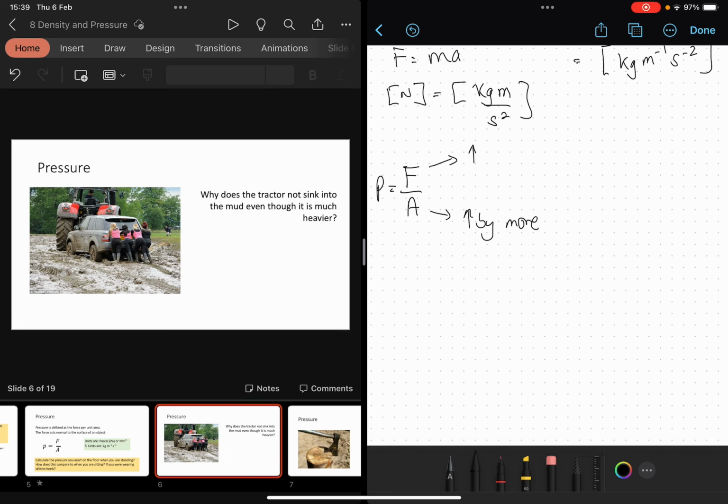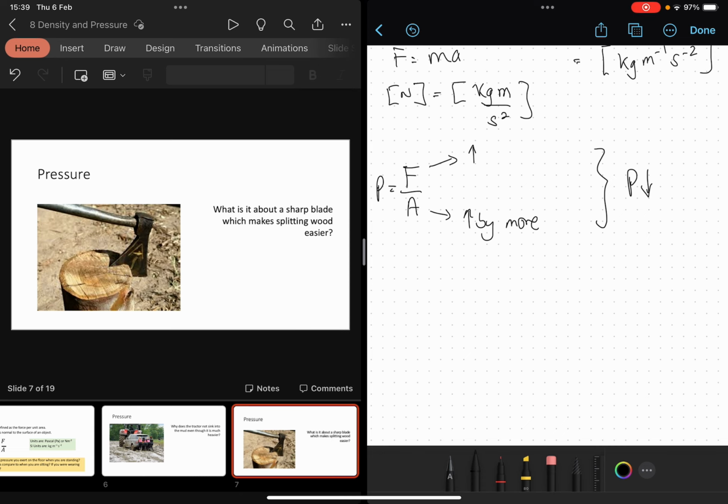So in other words, if the tractor is twice the weight of that car, the area of the tyres might be 10 times the area of the tyres of the car. And so the pressure on the mud is reduced, and therefore the tractor doesn't sink into the mud.